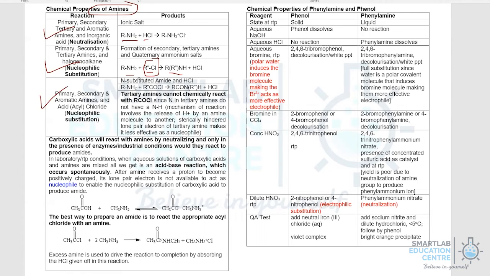The final reaction is when amine reacts with acid chloride. When they react, you end up with your amide, and the byproduct is HCl. And earlier, as illustrated, tertiary amine cannot chemically react with acid chloride.